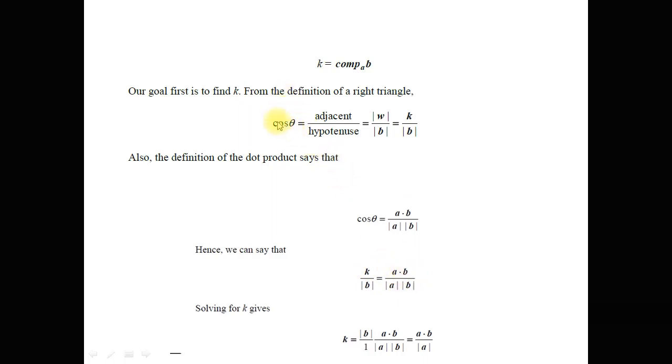Since cos theta is equal to K divided by B magnitude, cos theta is also equal to A dot B divided by A magnitude B magnitude. So K by B magnitude is equal to A dot B divided by A magnitude B magnitude. Now solving this expression for K, we shift the B magnitude to this side and obtain K equal to B magnitude into A dot B divided by A magnitude B magnitude. B magnitude and B magnitude cancel, so K is A dot B divided by A magnitude.